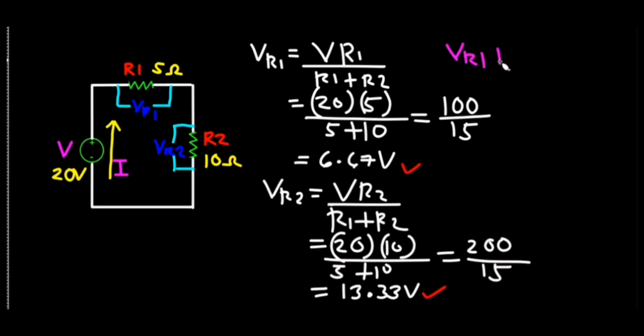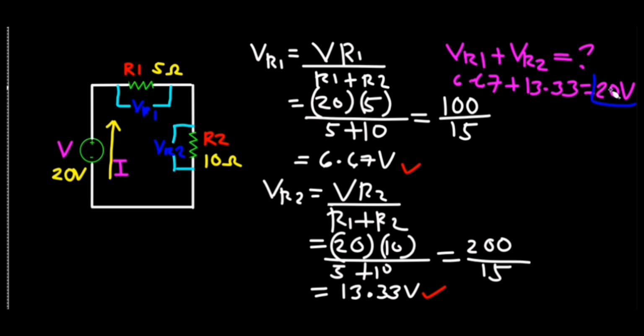Remember guys, that the sum of voltage drops will be equal to voltage source. So if you add VR1 plus VR2, it is equal to 20 volts, which is equivalent to the total voltage, V. Meaning our answers are correct.